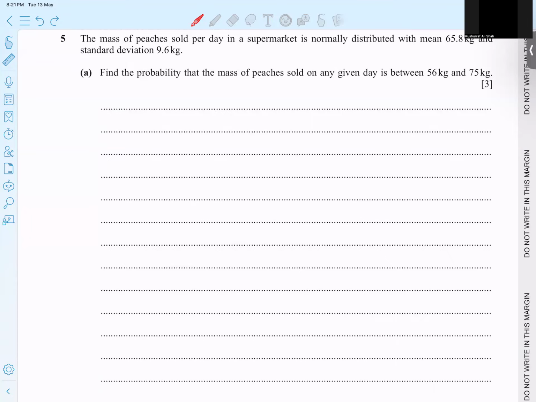Question number 5, students. The mass of the peaches sold per day in a supermarket is normally distributed. So this question is a normal distribution. The mean is given as 65.8 kilogram and the deviation is 9.6 kilogram. Find the probability that the mass of peaches sold on any given day is between these values. So how to do it? The mass is less than 75 kilogram and more than 56 kilogram.